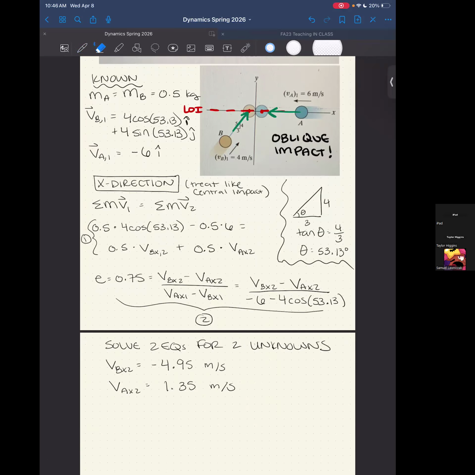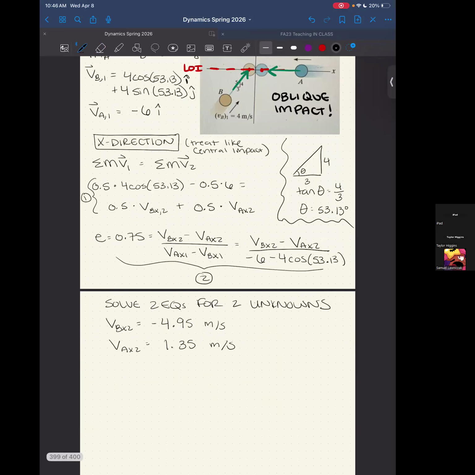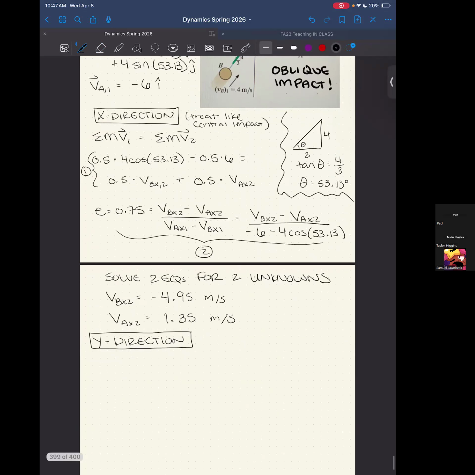Then, who can remind me what we do for the Y direction? For each particle individually? Yep, very good. So in the Y direction, there are no impulses for either particle. So momentum is conserved for particle A on its own, and it's conserved for particle B on its own.